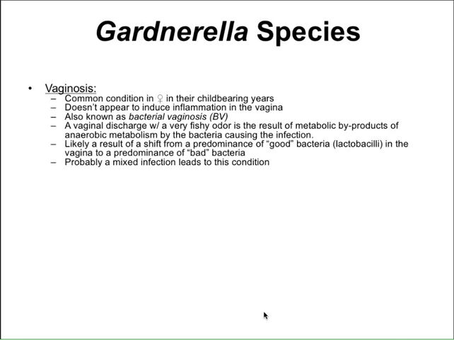Vaginosis is a common infection in women during childbearing years. It doesn't appear to induce inflammation in the vagina. It's also known as bacterial vaginosis. We see a discharge with a fishy odor as a result of the byproducts generated by anaerobic bacteria. It's a result of a shift from good to bad bacteria.